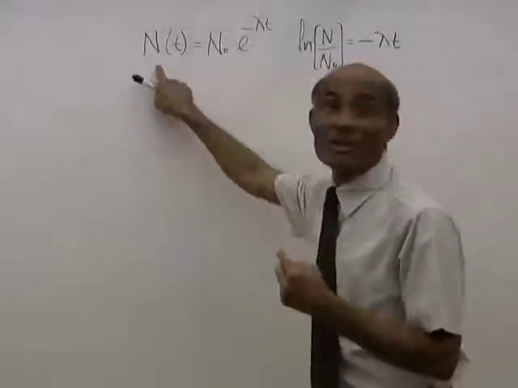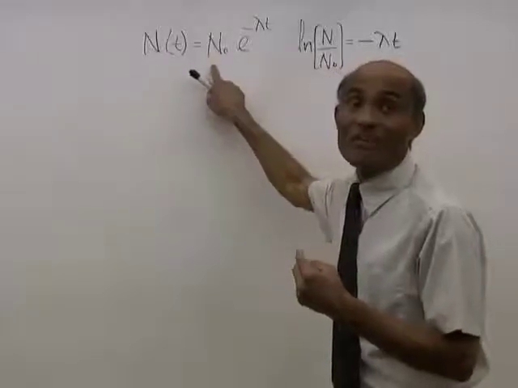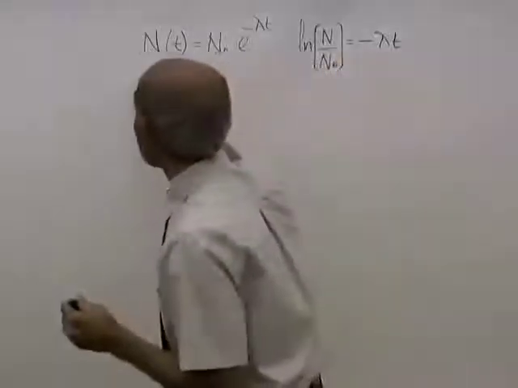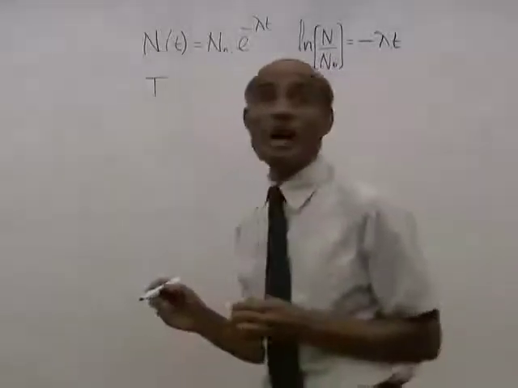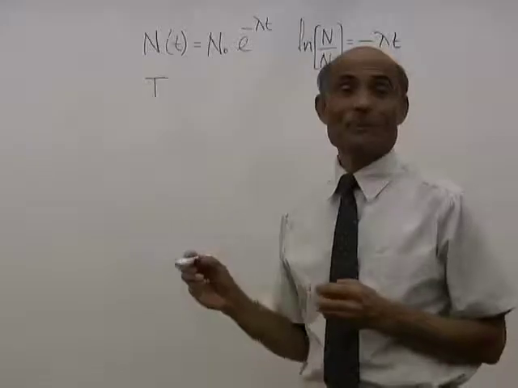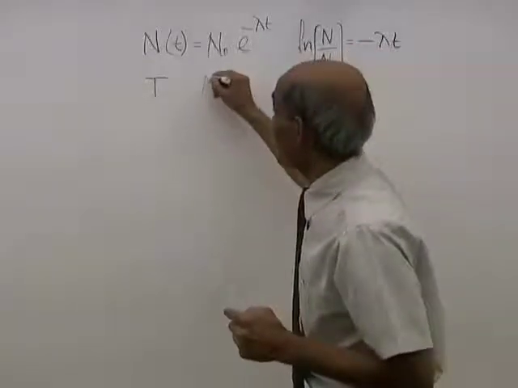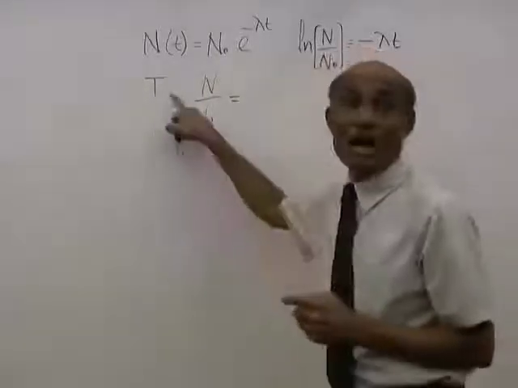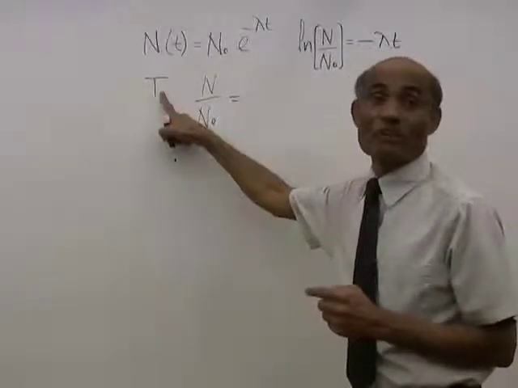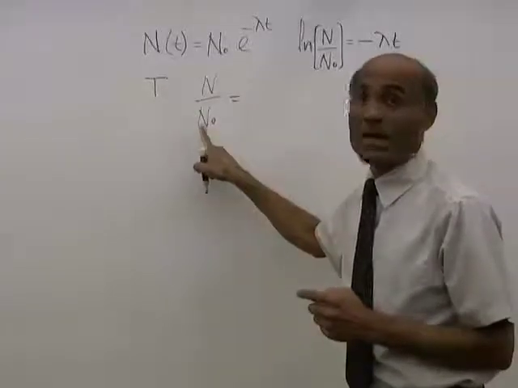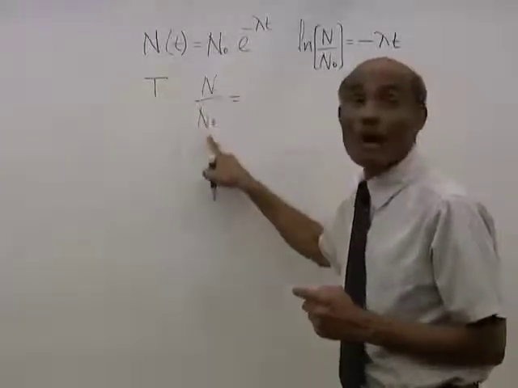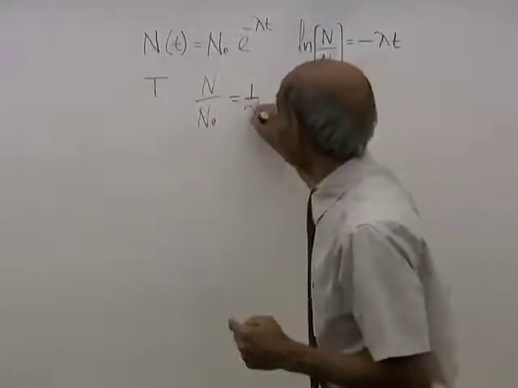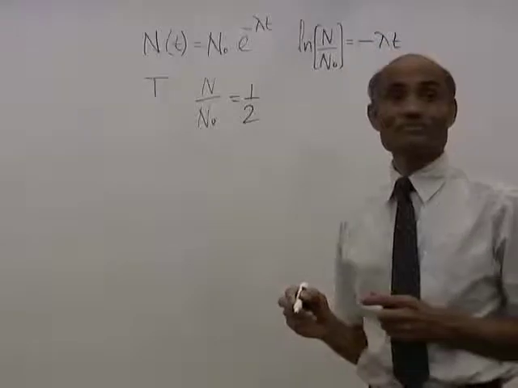That means n will be 1/2 of n0 in one half-life. Now we will represent half-life by the uppercase T. So after one half-life, what is the value of n over n0? After one half-life, n will be 1/2 of n0, or n divided by n0 will be just 1/2.